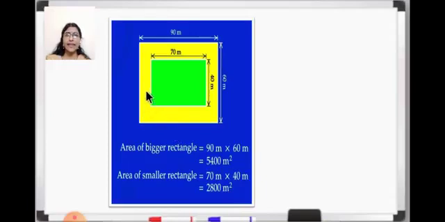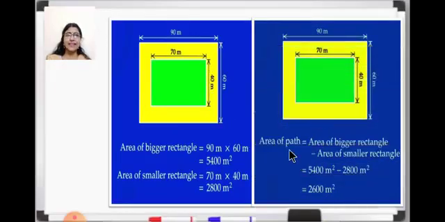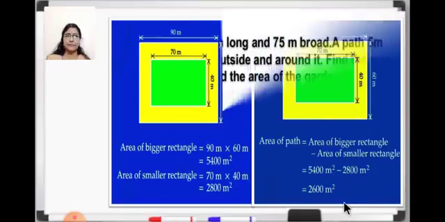Now what we have to do? We have to find out the area of this path. So we are going to subtract both these areas. See here, it is done here. Area of path is equal to area of bigger rectangle minus area of smaller rectangle. So area of bigger rectangle is 5400 meters square minus area of smaller rectangle is 2800. When you subtract these two numbers, you will get 2600 meters square. So this is the area of this path. This way you can calculate the area of the path.